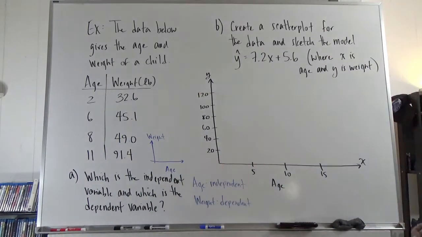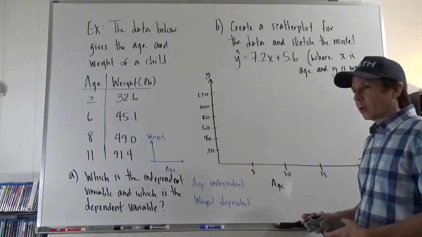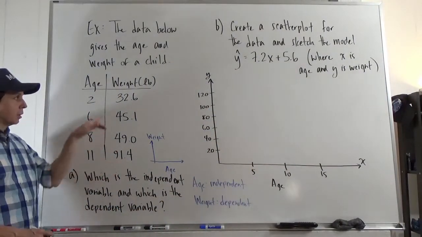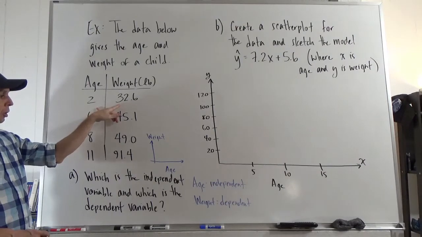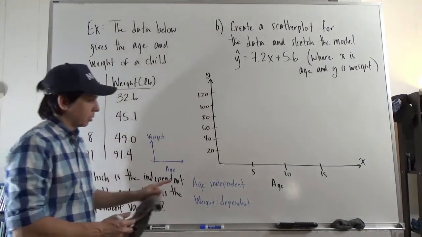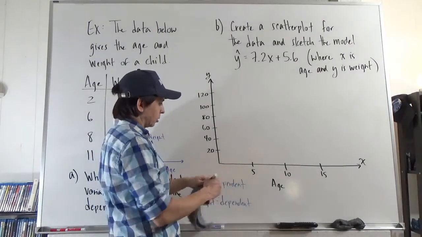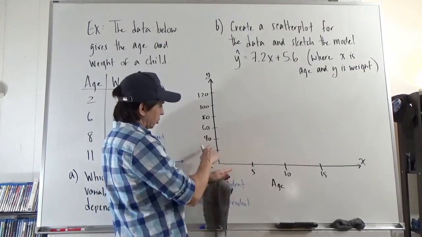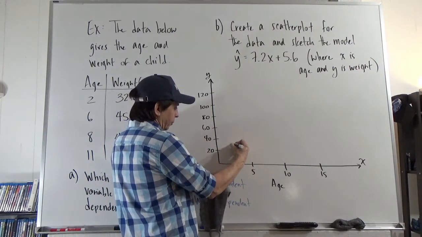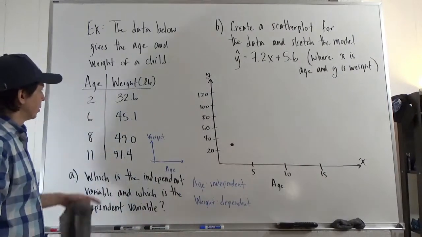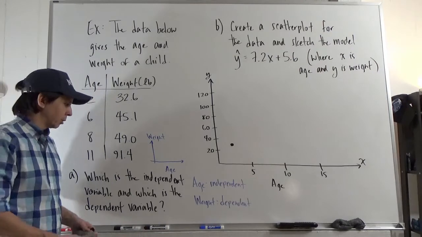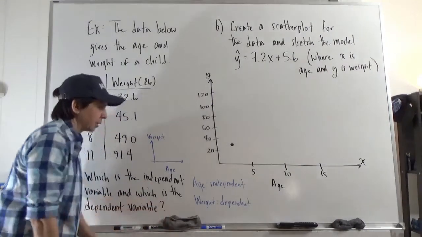Okay, again, we're doing two things here. The scatter plot is first. And the scatter plot is just plotting these four ordered pairs, or these pairs of data. So 2, 32.6. When the kid was 2 years old, they weighed 32.6 pounds. You just eyeball where you think 2 is, and you eyeball where you think 32-ish is. So about 30, slightly above 30. So about there. In real life, you would do this in Excel or some sort of software to do it accurately, but here we just want to get a feel for it.